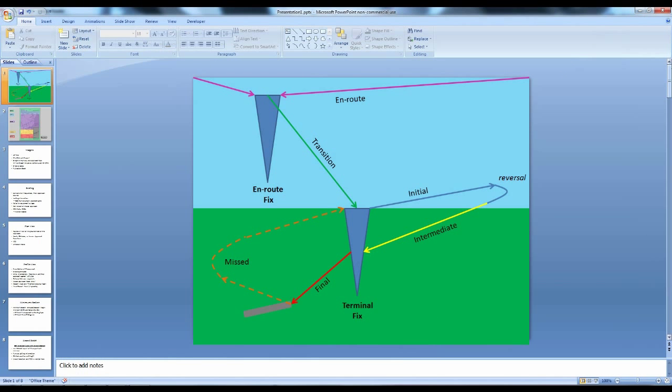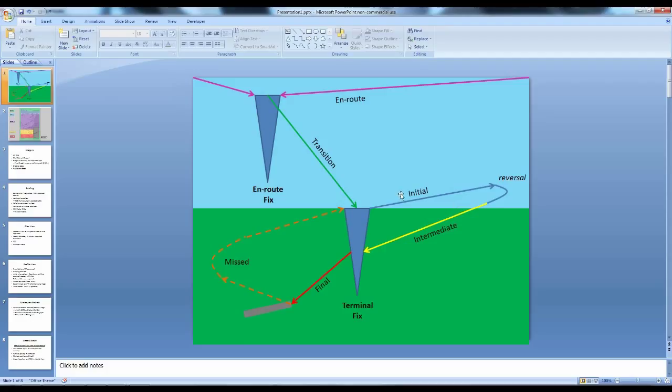So this is your basic instrument approach setup here. We're in the en route environment. We get to an en route fix. We take a transition to the initial approach fix, fly the initial leg where we have to do the special maneuver of a course reversal, then the intermediate leg if there is one. There isn't always. And then the final approach leg, which takes us hopefully down to the runway. Again, it may not. And then if required, the missed approach, where special maneuvers may also be made.